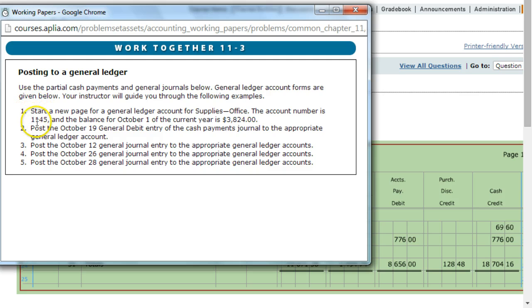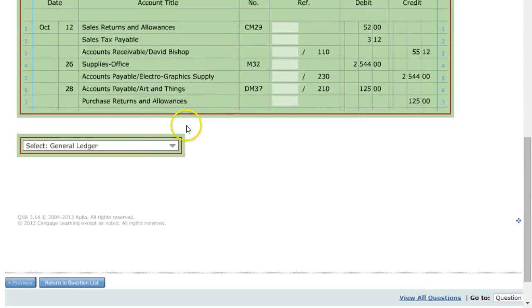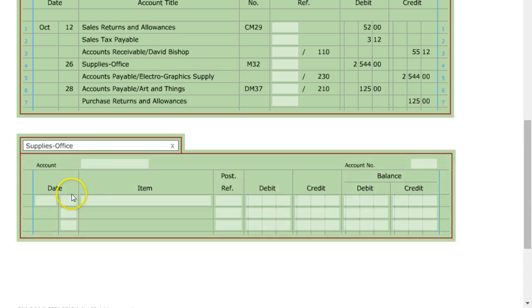It says start a new page for the general ledger for the supplies office account for this amount right here, and it's going to be on October 1st. So we have the cash payments journal, the general journal, and then here's our general ledger. We're going to go down to supplies office, and to open this up, we're going to put down the name of the business. We're going to put down the account number.